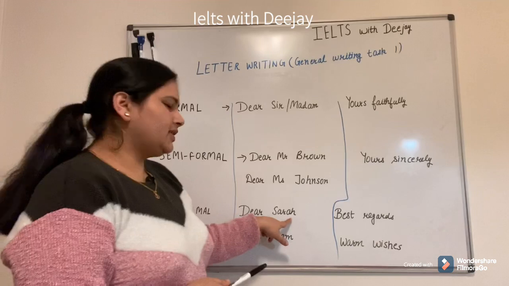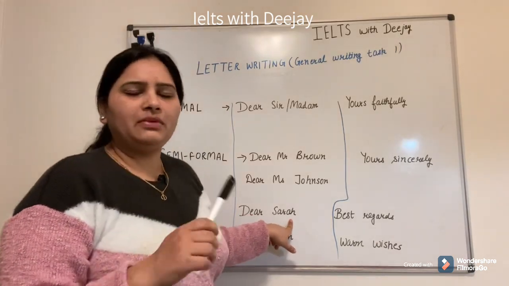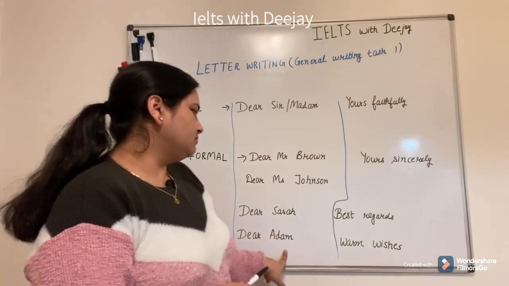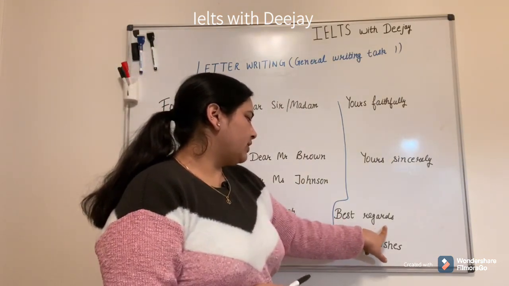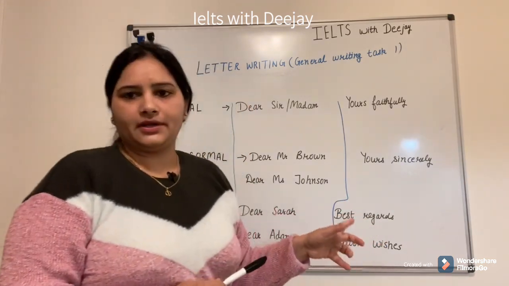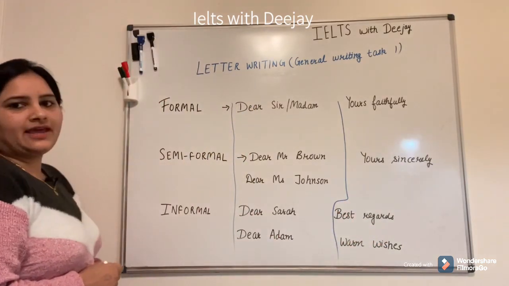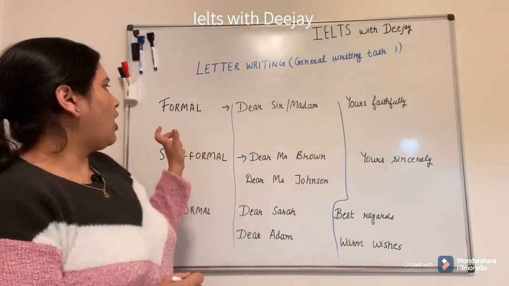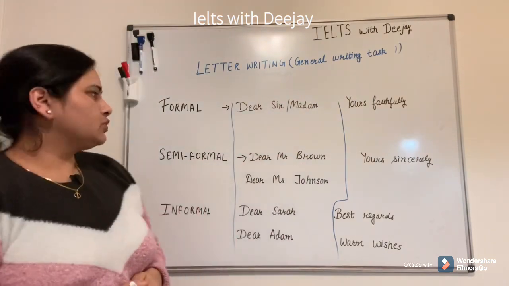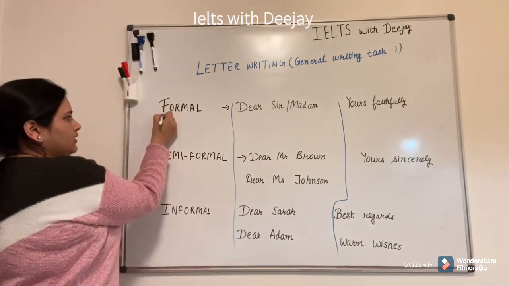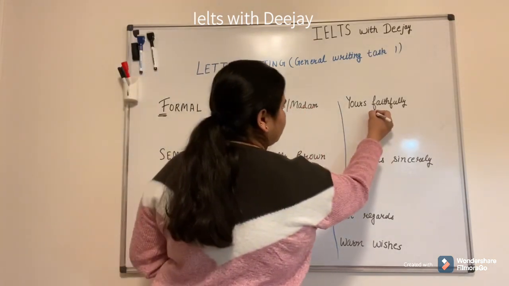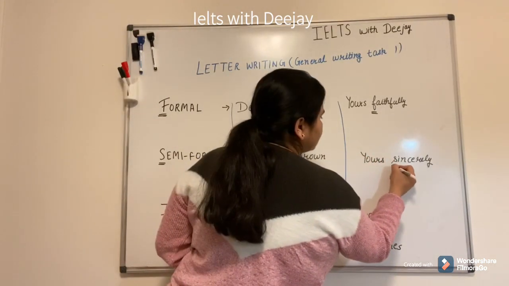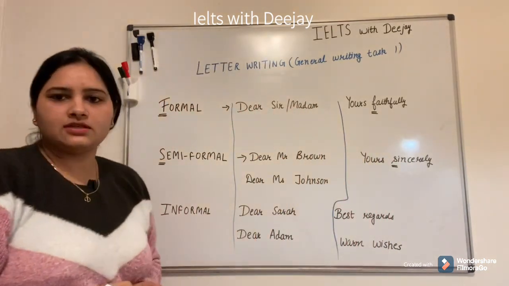In informal, we know the name of the person because they are friends or from our family, so we can write their first name, Dear Sarah, Dear Adam, and the closing will be Best regards or Warm wishes, according to the letter. Some students are confused and not able to remember how to start and end. So there is one trick. For formal, F, the ending will be with F, faithfully. For semi-formal, S, the ending will be sincerely, with S. So this is how you can learn this.